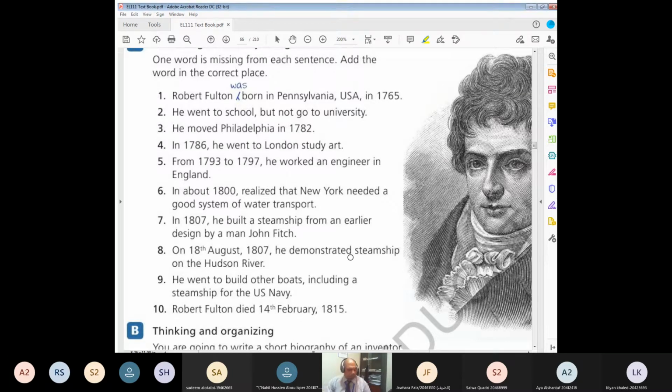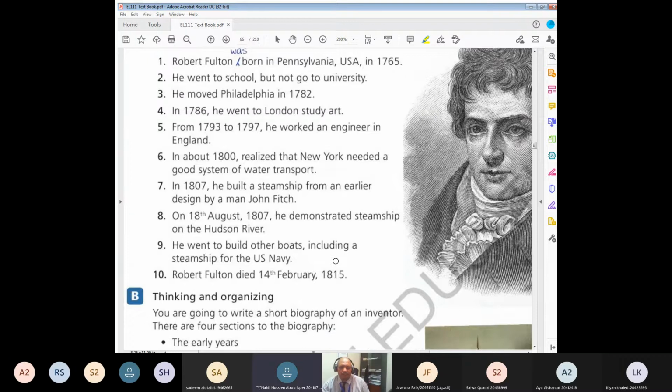Okay. Can we talk about it? Yes, of course we can. Let's do it. Number 2. Raise your hand if you know the answer. Signal the intention to speak and I'll allow you. What's the problem with 2, everyone? Go ahead. For number 2, he went to school but not go to university. The missing words are "but did not." But he didn't, or he did not go to university. So he went to school but did not go to university.